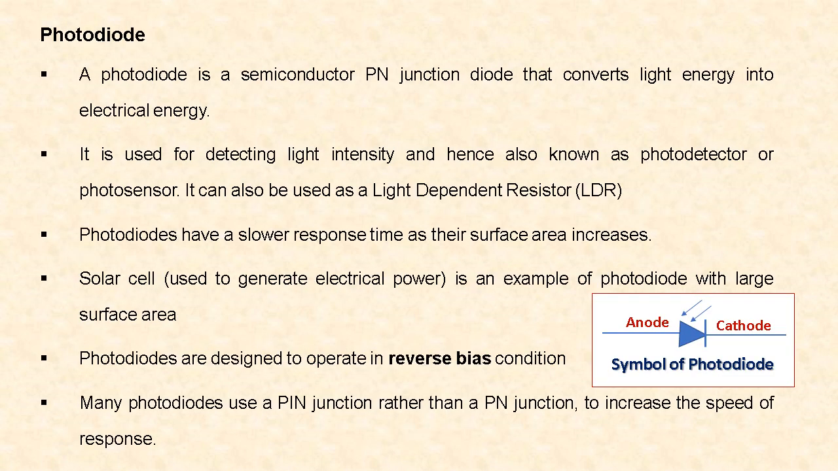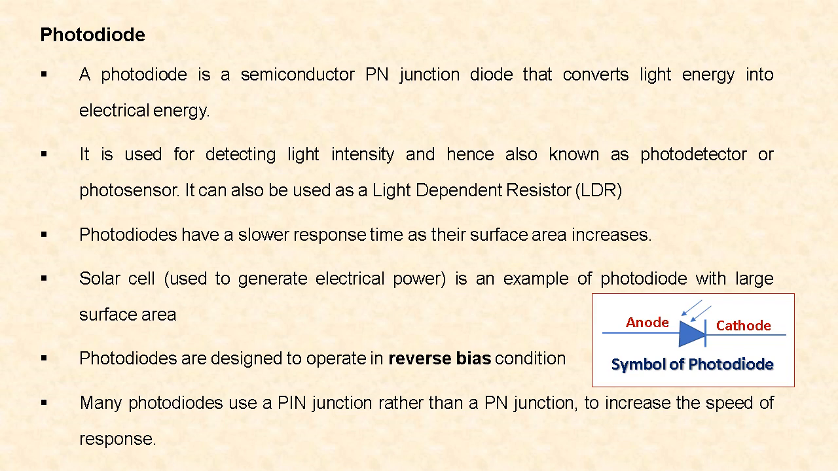Now let us see the semiconductor photon detector, photodiode. A photodiode is a semiconductor PN junction diode which converts light energy into electrical energy. The photodiode is used for detecting light intensity and hence it is also known as photodetector or photosensor. This photodiode can also be used as an LDR, that is light dependent resistor. As the surface area of photodiode increases, they have slower response time.